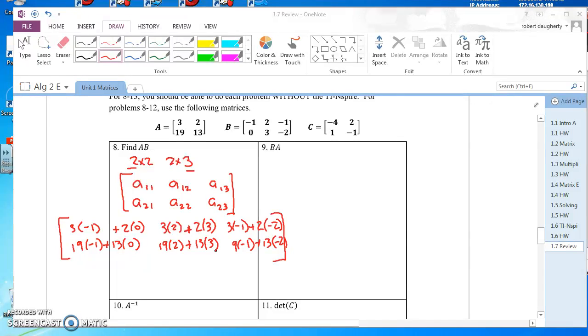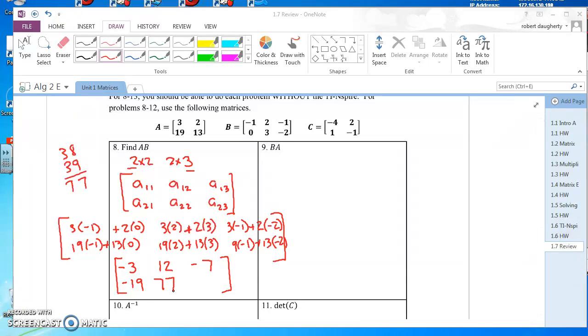So now it's just a matter of not making any arithmetic mistakes. So 3 times negative 1, that's going to be a negative 3. And then I've got 6 plus 6, that's 12. And then I've got negative 3 plus negative 4, that's negative 7. Negative 19 plus 0, that's negative 19. And then I've got 38 plus 39, that's 77. And then I've got negative 19 plus negative 26, that's negative 35.